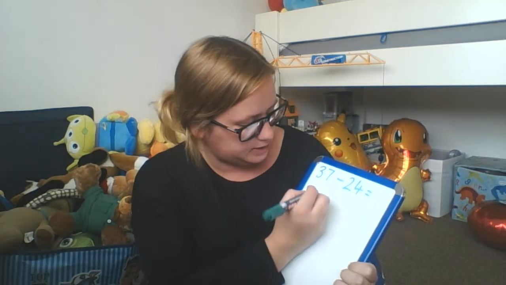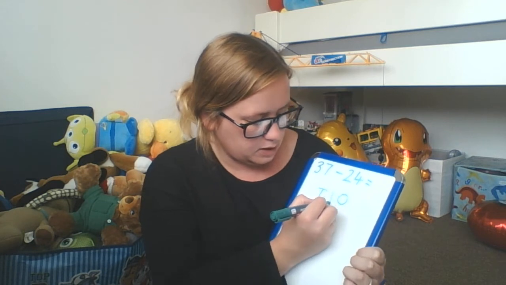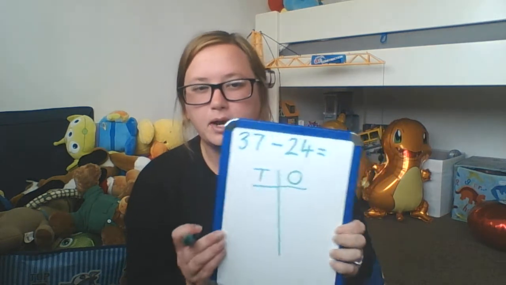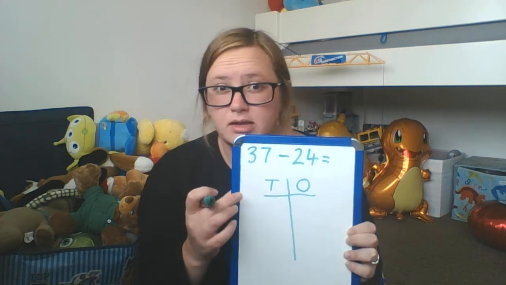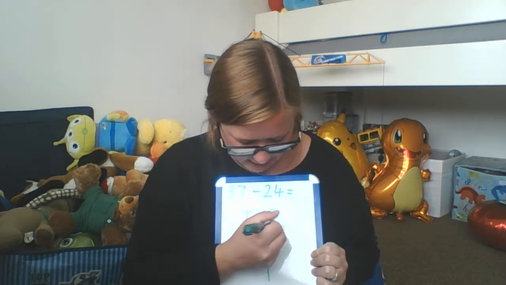And I set it out exactly the same way as my column addition. So I'm going to have my tens column and my ones column. I'm going to draw that line down because I do think that that can be helpful for most of us. And then I'm going to put them in. So my first number, the bigger number, is 37, and that is 3 tens and 7 ones.